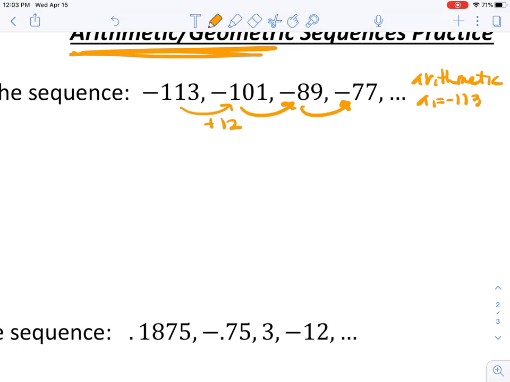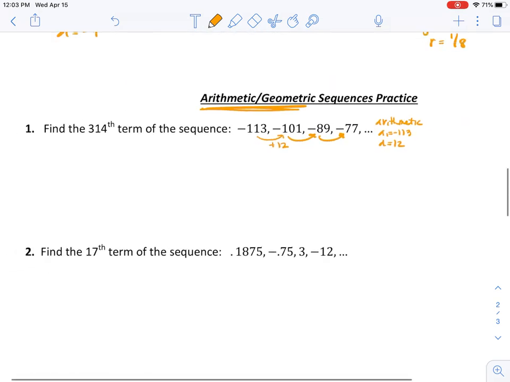A1 is negative 113. And then I just need the common difference, which is 12, to write a rule. So no big deal. Now, the directions don't say write a rule. It just says find the 314th term, but you need a rule to find the 314th term. So I'm going to write a rule first. A sub n is equal to, remember, you're switching to arithmetic now. Arithmetic, once again, as a reminder, is your first term plus n minus 1 times d.